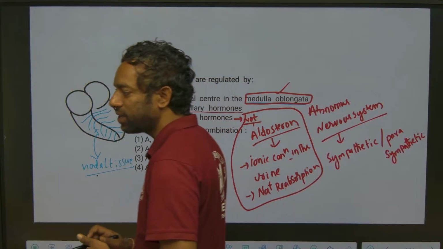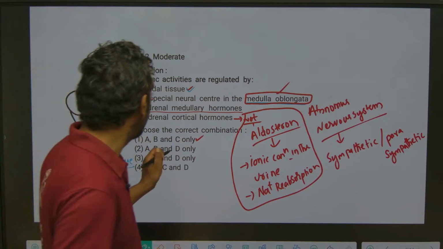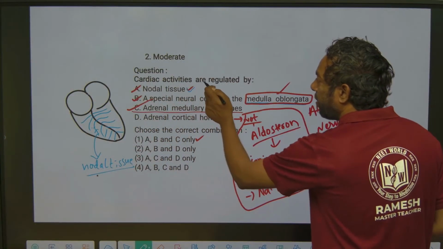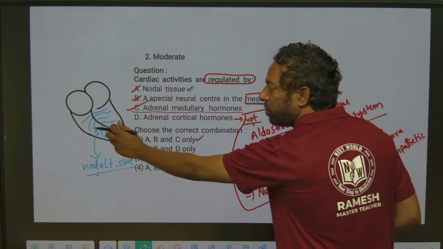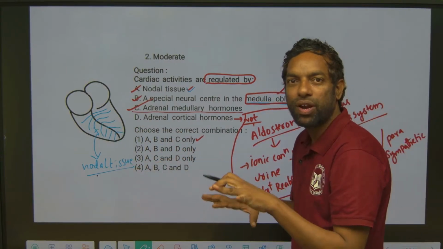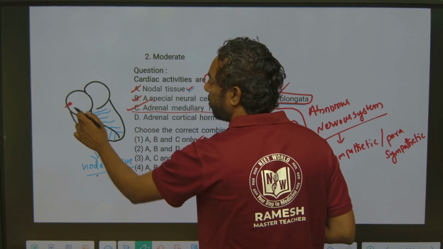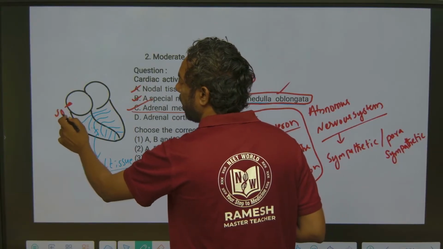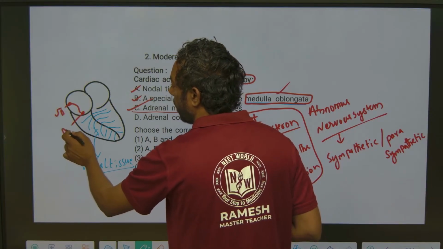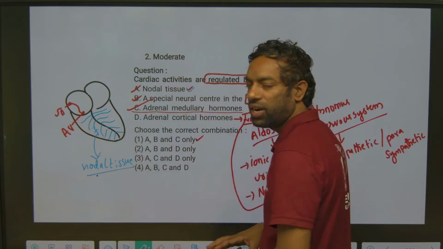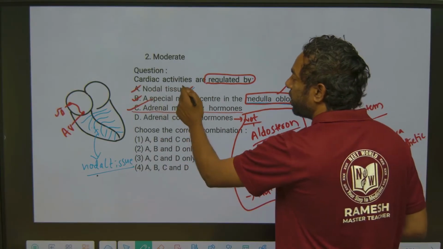I hope you guys understand this. Just look here. Cardiac activity is regulated by the nodal tissue. Of course, nodal tissue can give signals all over the ventricle walls. The signal starts in the SA node, reaches the AV node, and then reaches the nodal tissue all over the muscular ventricles. The first one is the right answer.